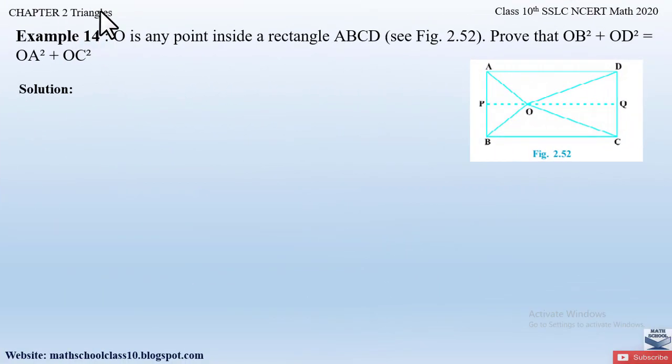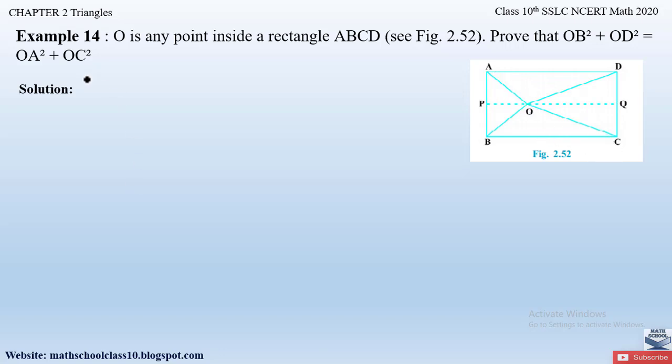Example 14 from chapter 2 triangle says O is any point inside a rectangle ABCD. So this is the figure given and we have a rectangle ABCD where O is a point inside the rectangle. So we have to prove that OB square plus OD square is equal to OA square plus OC square.